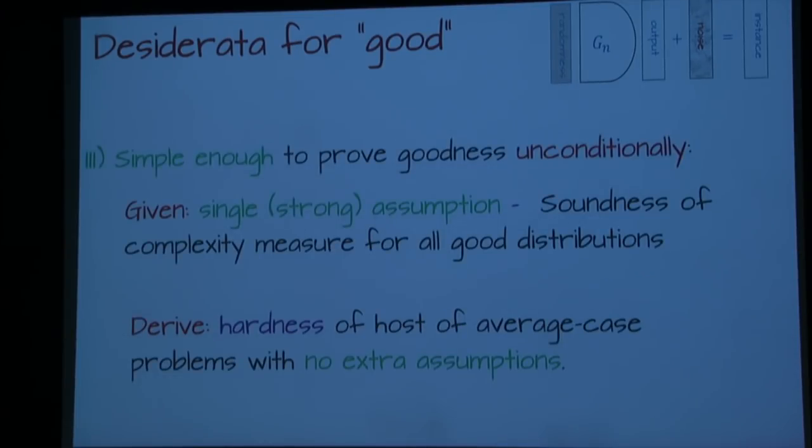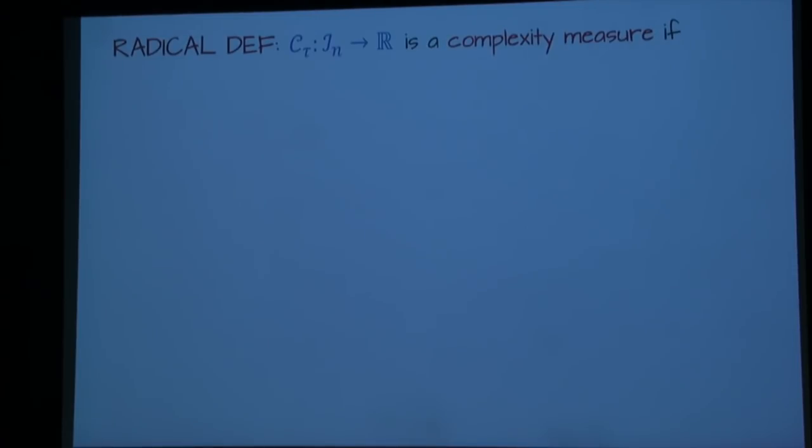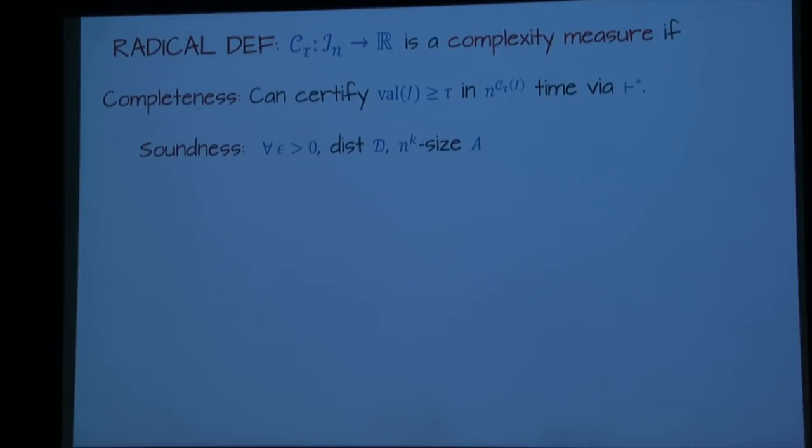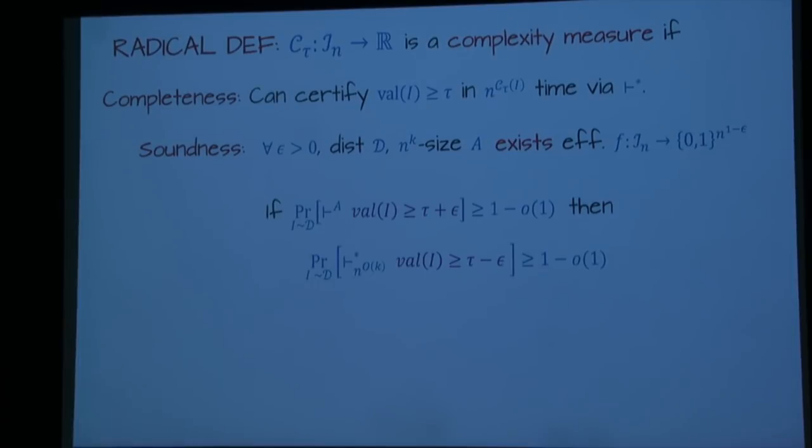So these things will imply you'll get hardness of all sorts of average case problems that fall under this model. So that part will work. And now this more radical definition: basically the idea is that you want to say that you're good unless there is an obstacle. And what will be an obstacle? Basically, the idea of an obstacle would be the following.